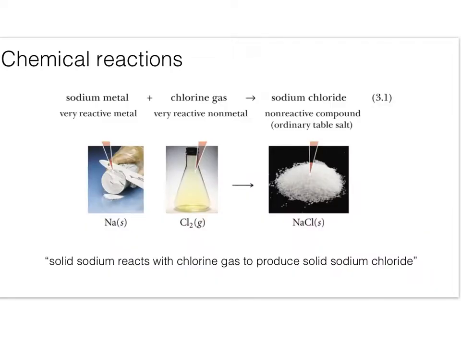Okay, so let's start with the idea of what is a chemical reaction. A chemical reaction is actually nothing more than a way to take symbols, such as seen right here, and to translate it into words. So instead of saying Na(s) + Cl2(g) goes to NaCl(s), we would say solid sodium is going to react with chlorine gas to produce solid sodium chloride.